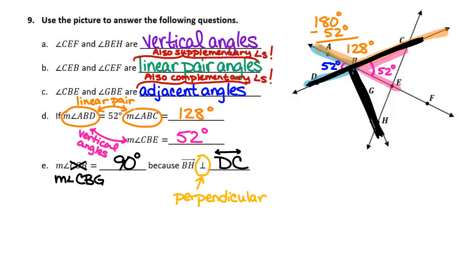So when it means that line BH is perpendicular to DC, it means that they both make a 90-degree angle. Means that they make 90-degree angles, yes.